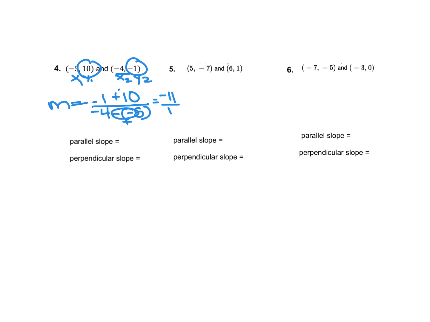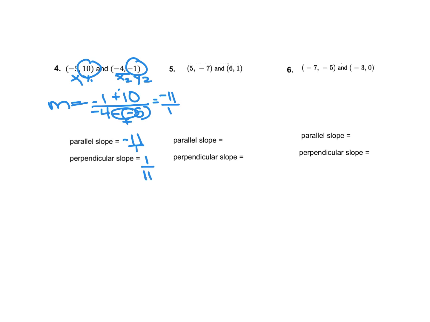So our parallel slope, we're going to have a slope of just negative 11. So our parallel slope will be negative 11. And the perpendicular slope would be the opposite reciprocal. So the opposite of negative is positive. And then the flip of negative 11 all over 1 is going to give us 1 all over 11.